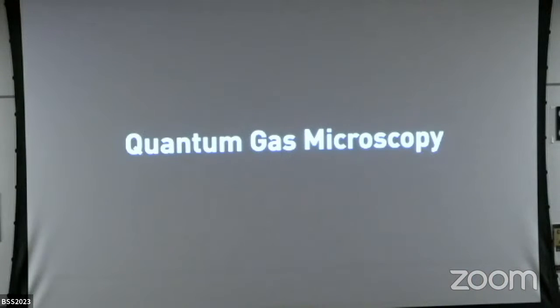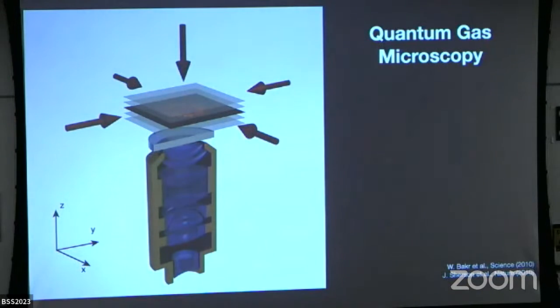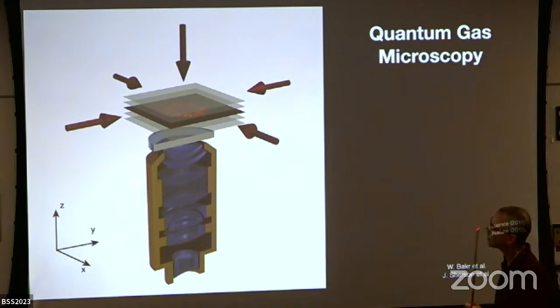So let me first start with quantum gas microscopy. I mean, we didn't talk so much about how we actually detect the atoms, how we can manipulate them. And one technique, developed about 10 years ago now, is this idea of using fluorescence imaging to image those atoms that we trapped in the lattices that I explained to you before, by just making them fluoresce.